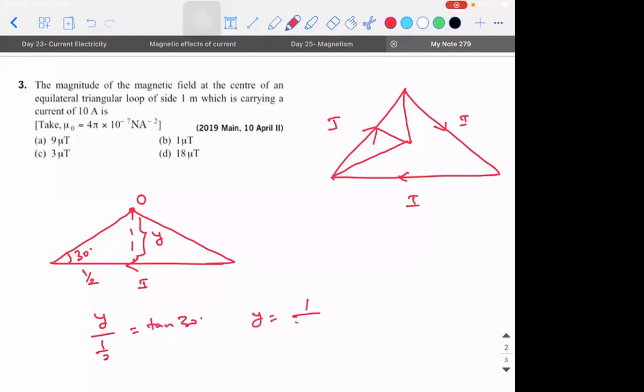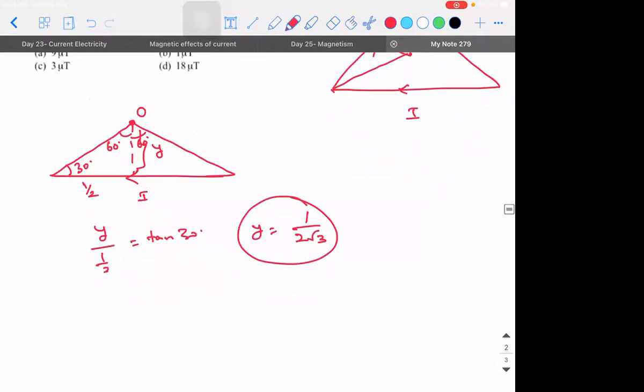So y will be 1/2 √3, correct? Now this angle, how much is it? This is 60. This is also 60. So φ1 and φ2 are 60 degrees. So what is the formula? μ0 divided by 4π into I divided by d into sine of φ1 plus sine of φ2.